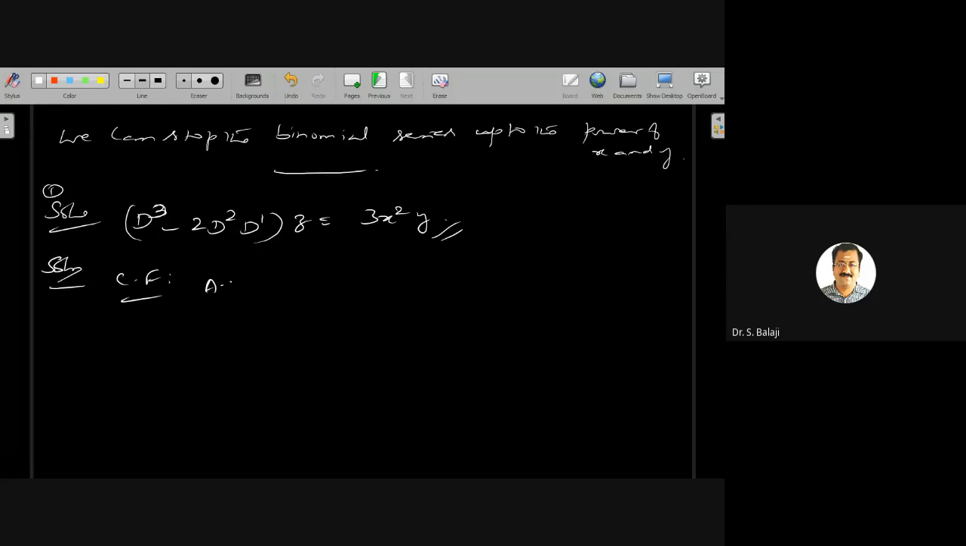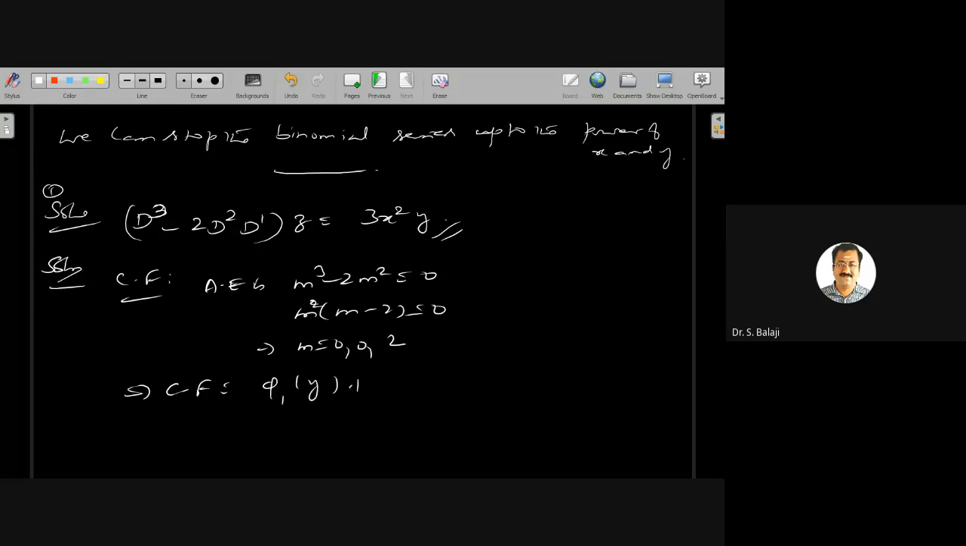For the complementary function, the auxiliary equation is m cube minus 2m square equal to 0, m square into m minus 2 equal to 0, so m is 0, 0, 2. Phi 1 of y plus 0x, phi 2 of y, plus phi 3 of y plus 2x. In y plus mx, m is 0, therefore y only.